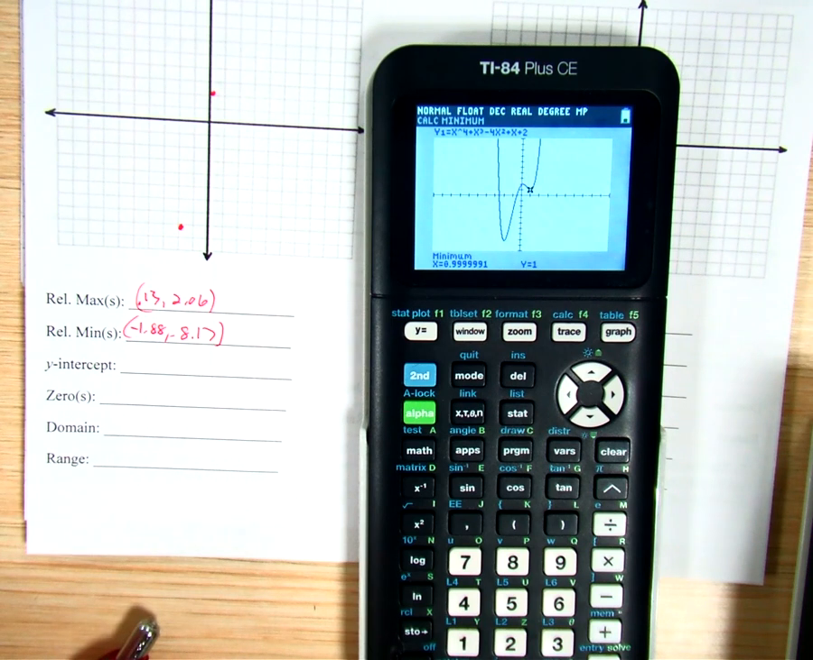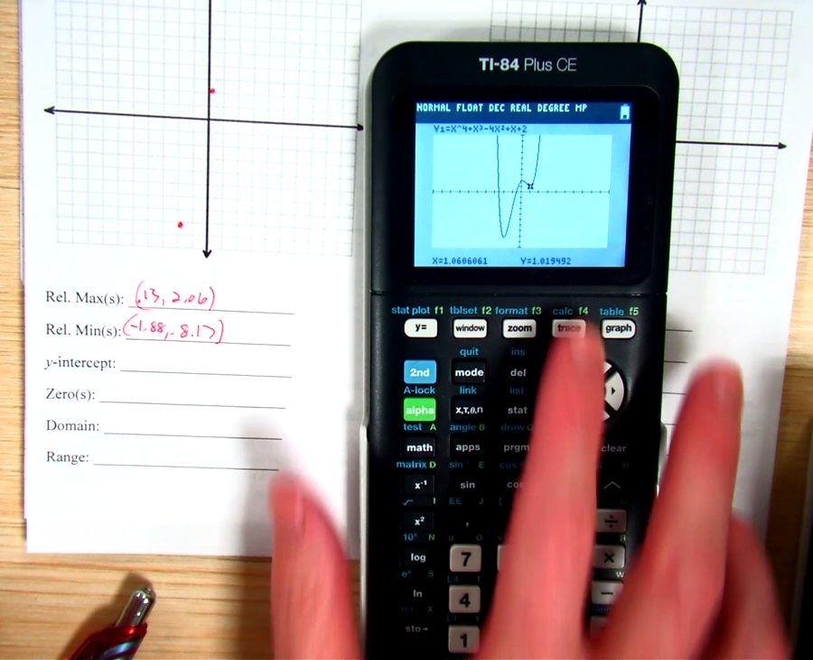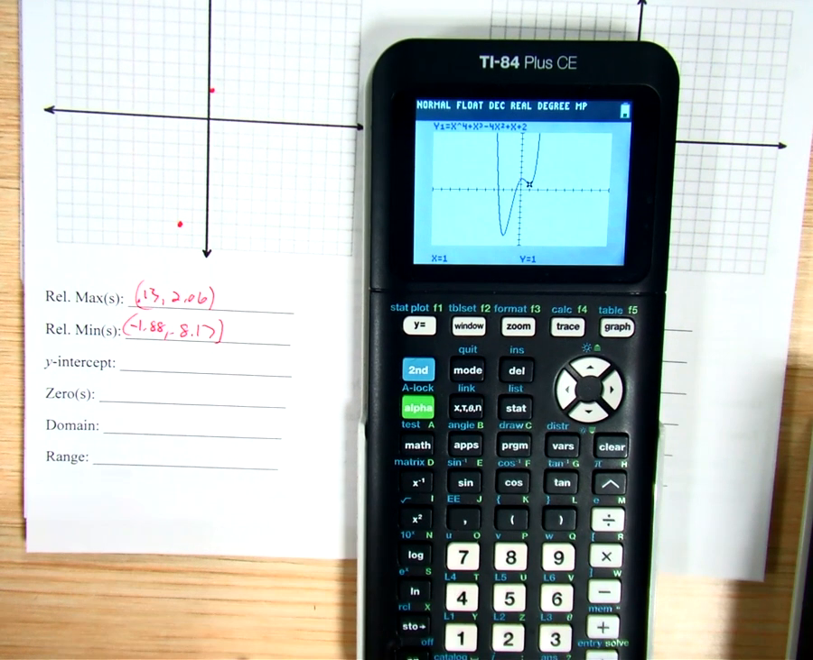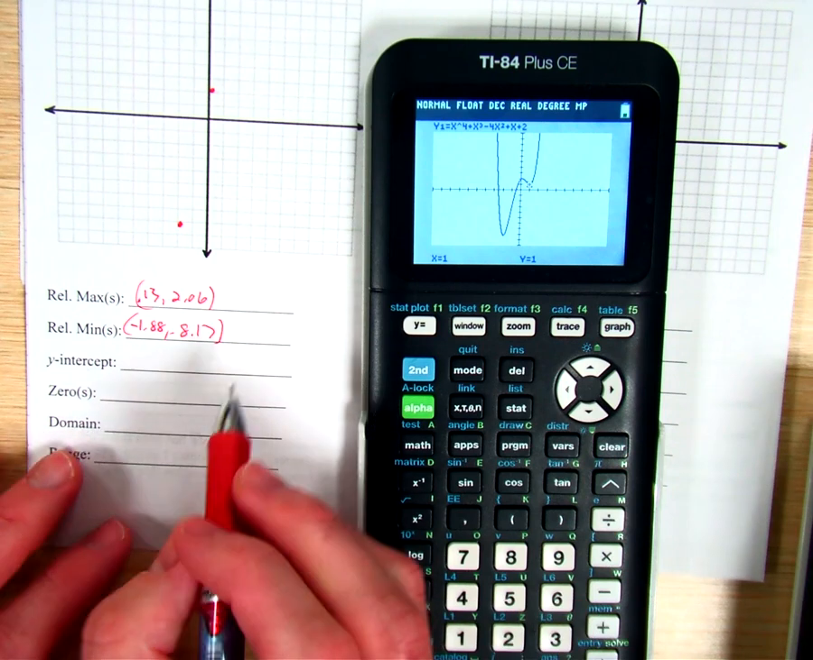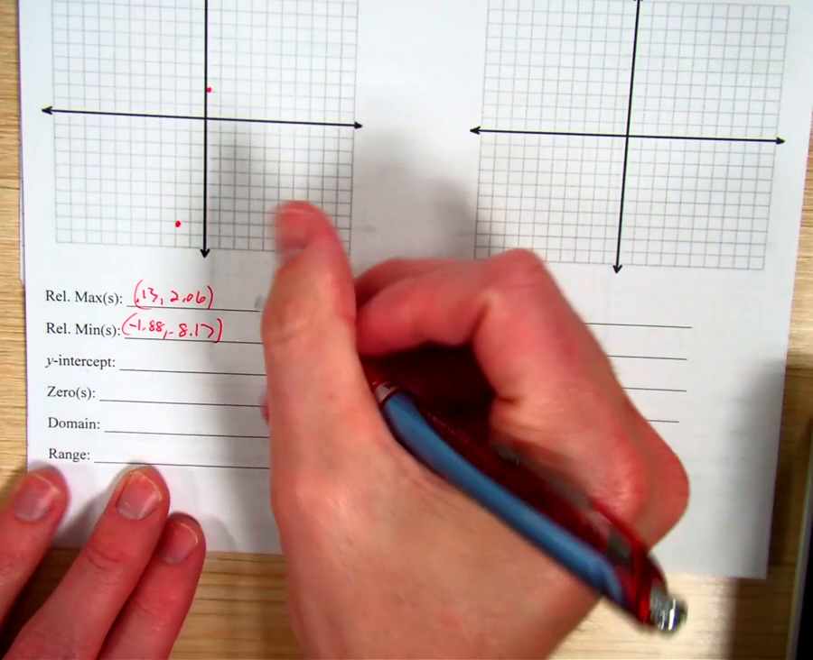We got 0.99999, comma 1. I think we're going to be able to go with 1, 1. Trace 1. Enter. Yeah, we're going to go with 1, 1 for our second minimum. That's a nice one.